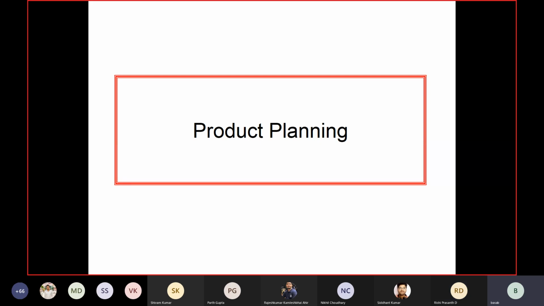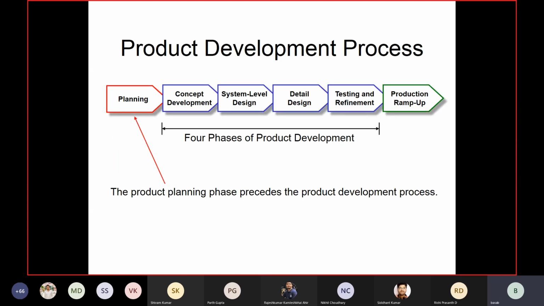So here we'll be trying to look at certain questions. I just started with an example, but these issues will actually be looked over in product planning. Unless you plan properly which products to pursue and which products not to pursue, or which products to pursue now or at a later stage, it is very difficult to get along with the next steps of product development, right? Because you require investment in all these steps. So that's why product planning precedes the product development process.